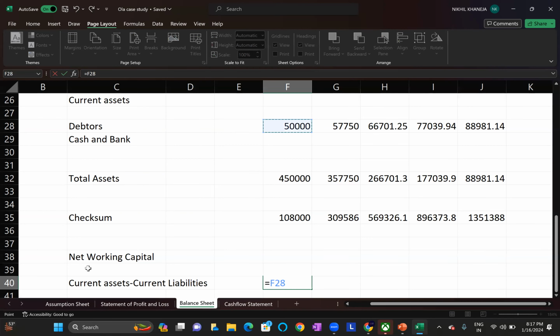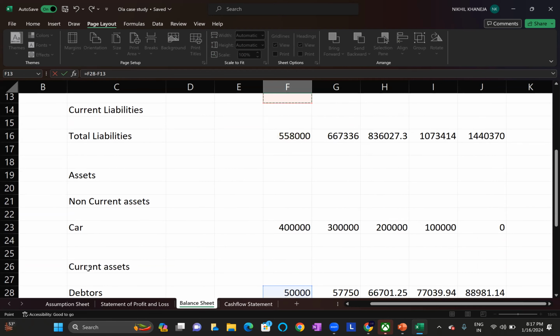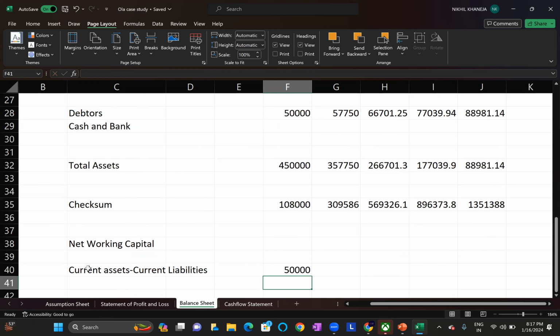Cash and bank balance will not be considered in this formula. Though cash and bank is a part of current assets, I'll not be taking it in this formula because cash and bank has been otherwise considered, because cash flow statement is exclusively meant for cash and bank balances. We are just doing this calculation of net working capital for debtors and creditors and stock and other items. But in this case, under current assets, only debtors are available. So we will be taking current assets minus current liabilities, and on the liability side there are no current liabilities. So net working capital is nothing but the amount of debtors.